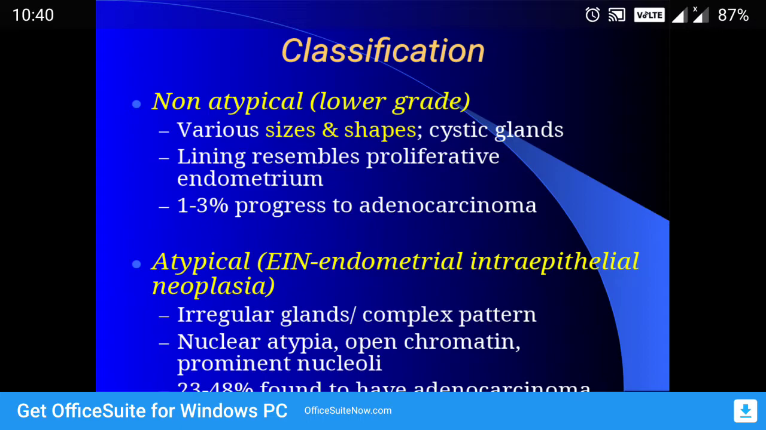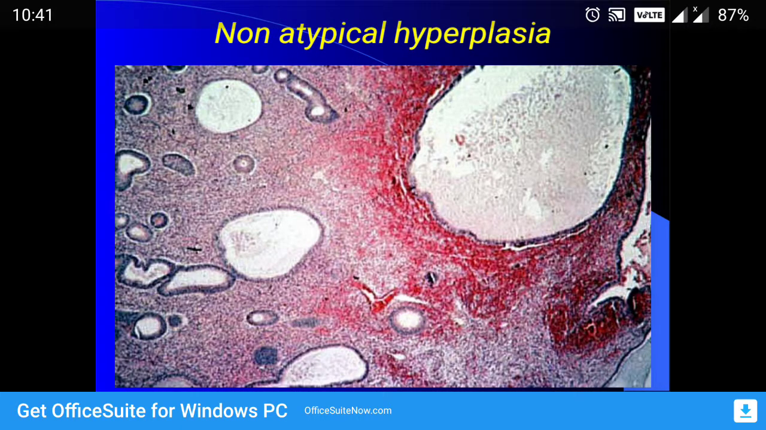Okay, so remember, atypical endometrial hyperplasia is considered endometrial intraepithelial neoplasm. That means carcinoma in situ. The glands here are irregular and even of complex pattern. The nucleus is atypical, with open chromatin and prominent nucleoli. Okay, I'll show you the photograph.